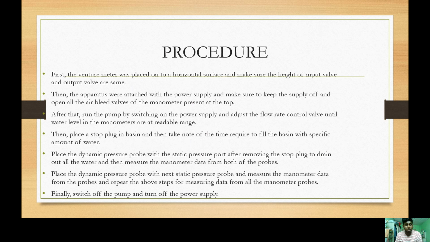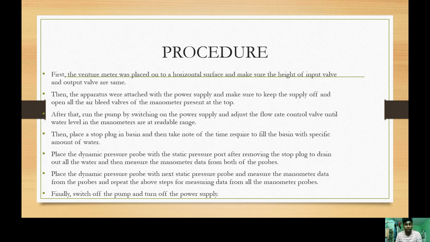Procedure. First, the venturimeter was placed onto a horizontal surface and we made sure the height of the input valve and the output valve are the same. Then, the apparatus was attached to the power supply, making sure to keep the supply off, and all the air bleed valves of the manometer at the top were opened. After that, run the pump by switching on the power supply and adjust the flow rate control valve until the water level in the manometers is in a readable range.